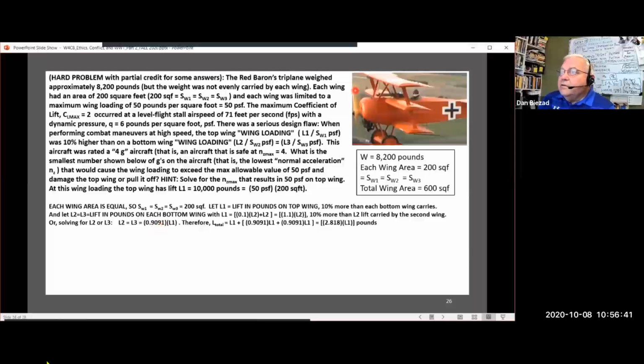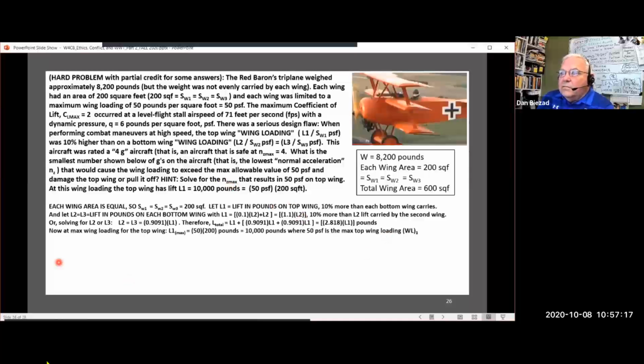So the total lift, when the L1 is at max at 10,000 pounds, the total lift being generated by all three wings is going to be 10,000 plus 9,091 plus 9,091, or about 28,182 pounds. Notice if all three wings were developing 10,000 pounds, I'd end up with 30,000 pounds of lift. That probably would give me a 3G airplane. But since I'm limited to about 28,182 pounds because of the lift on L1, I'm not sure what my maximum G is going to be. I have to solve for it.